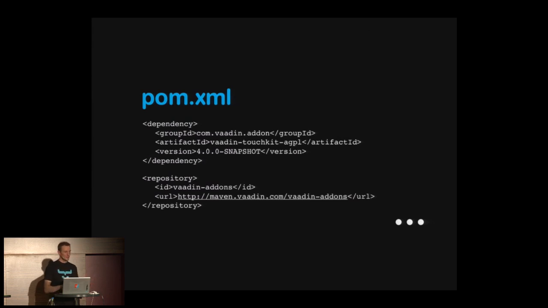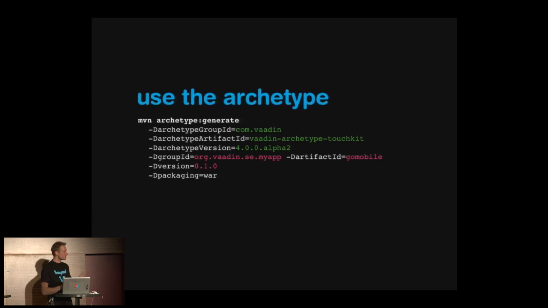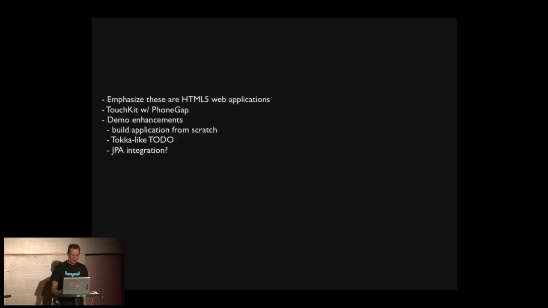If you have existing Vaadin application, you can make that a TouchKit application by using an add-on. So Vaadin TouchKit is only an add-on to Vaadin framework itself, so you can add the dependency there in your POM file. But the much more typical way is to use the archetype, starting from scratch. You create a new archetype TouchKit project and use that to bootstrap the stuff.